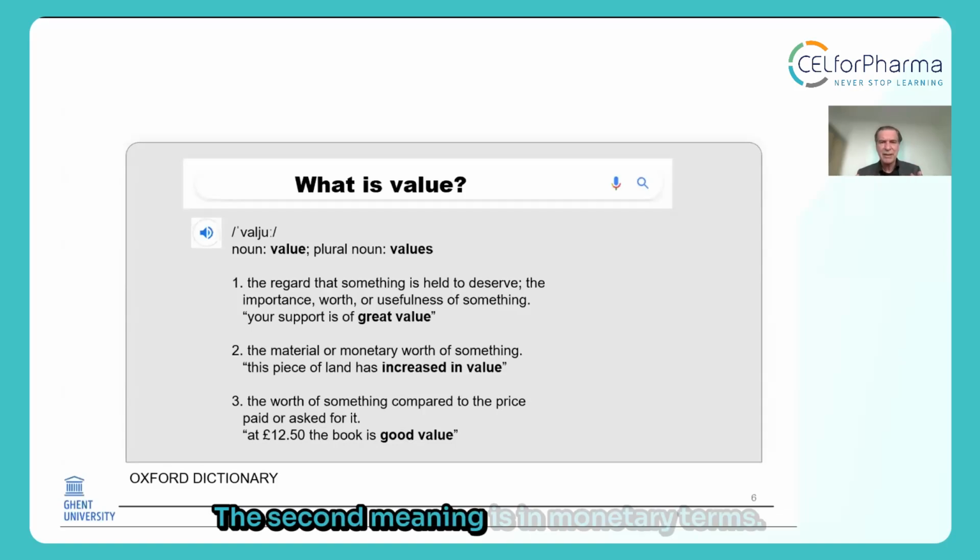The second meaning is in monetary terms. For instance, this piece of land has increased in value, meaning it is now more expensive than it was before. And the third meaning in the dictionary combines both: the worth of something compared to the price that is paid or the price that is asked for it. For instance, at £12.50, this book is of good value. In other words, I like the book, and at this price, I really like it.